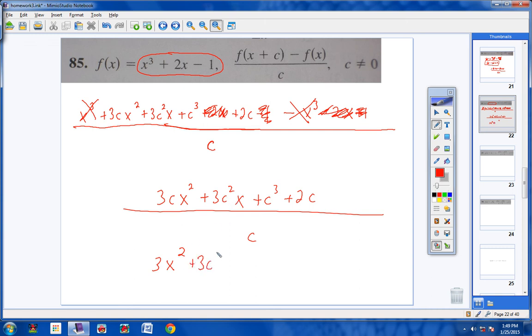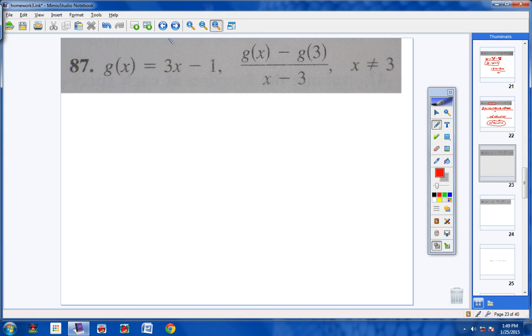So 3c to the 1 power instead of the second power. X. Take a c away from here. So instead of c cubed, it's c squared. Then take a c away from here, you're left with the 2. And of course, take a c away from the bottom 2. So you reduced every term by a c, and you're left with this right here. Okay, so there we go. That's number 85. Let me check the answer real quick and kind of hold my breath. Hope we got this right. Yes, we did.